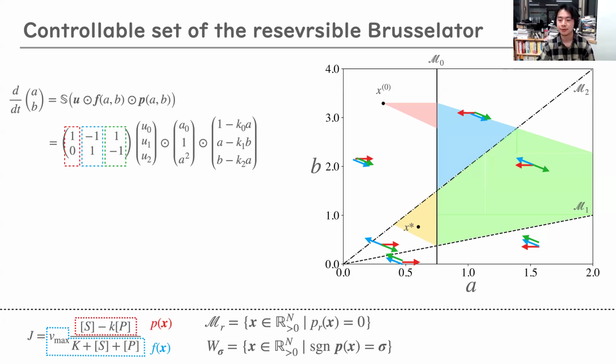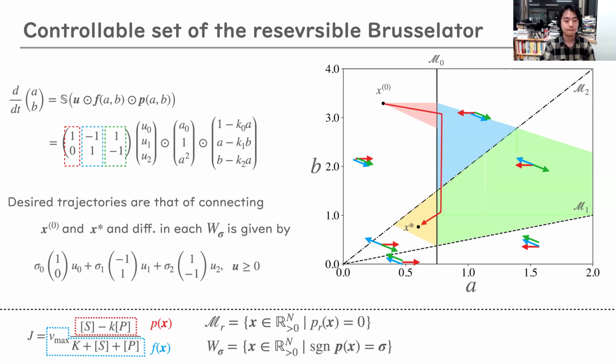Then this field region is where you can go, and from there, you can enter this direction subset. From here, you can enter this direction subset. So basically, you can control the system from x0 to x star. The interesting thing is that if your target point is here, it is not reachable, not controllable from x0 to x star.